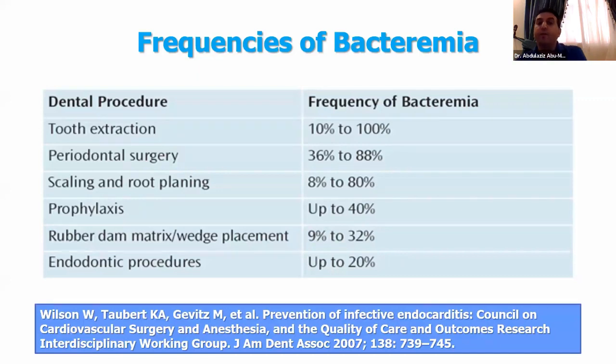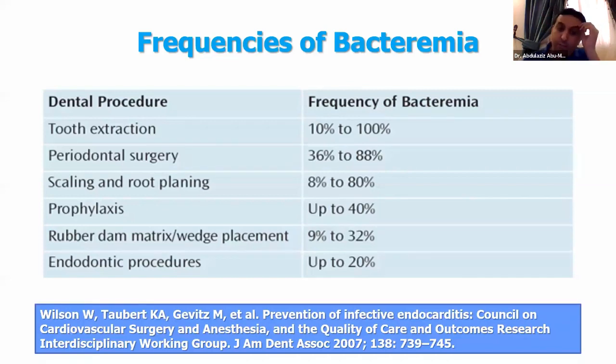This is the frequency of bacteremia from most of the dental procedures that we have. Tooth extraction, 10 to 100%, which makes sense because we are dealing directly with the circulation. Periodontal surgery, and I might put the apico surgery with that consideration, so I might have 80% from that. Scaling and root planing, also 80%. Prophylaxis, rubber dam, wedge placement, 32%.